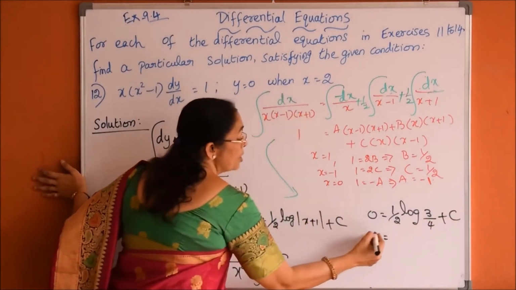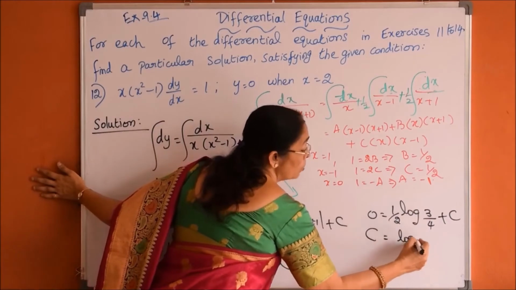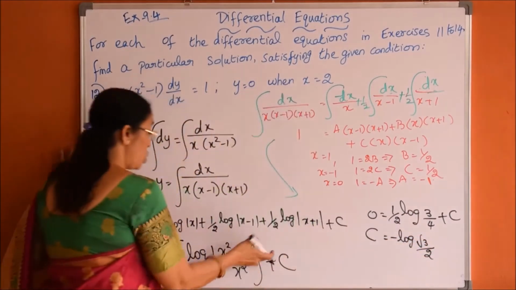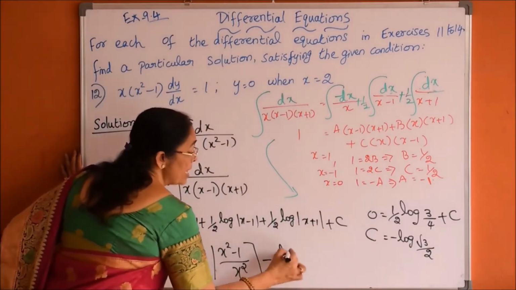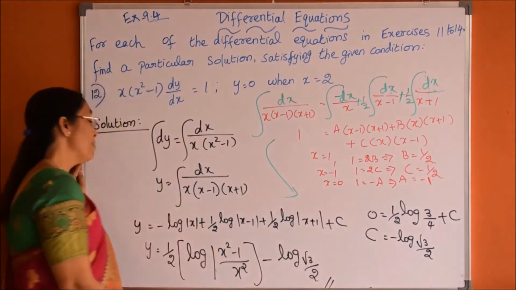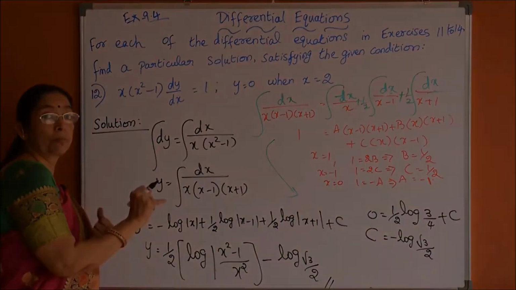So therefore the c value is half, taken to the power, log minus log root 3 divided by 2. So we can replace this c as minus log root 3 divided by 2. So this is the particular solution for the given differential equation.